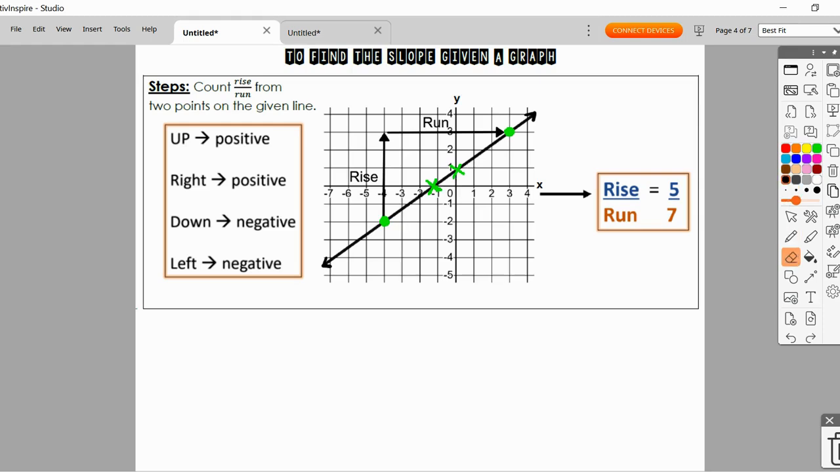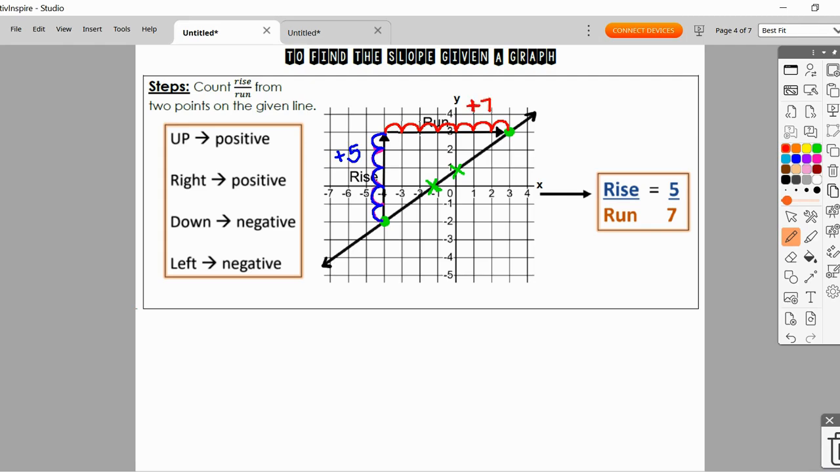So in this example done for us already, we count up from our first point: 1, 2, 3, 4, 5. And because I counted up 5, let me use the right color that they use, which was a blue for the rise here. A rise of 5, and it's a positive 5 because you went up. Then we go ahead and run in red to the right: 1, 2, 3, 4, 5, 6, 7. That connects our 2 points together.